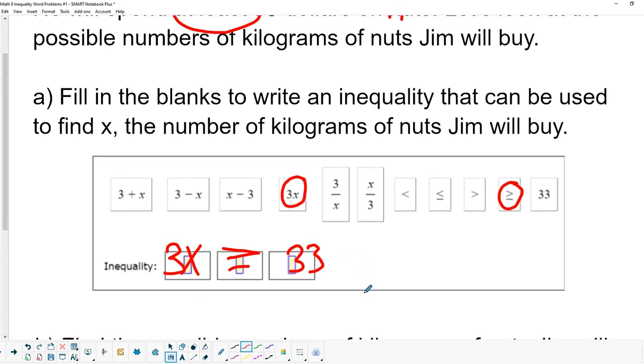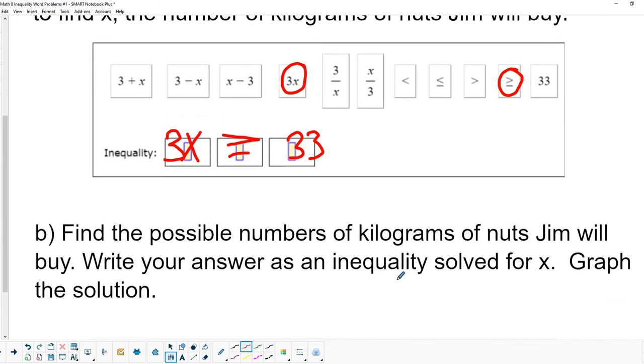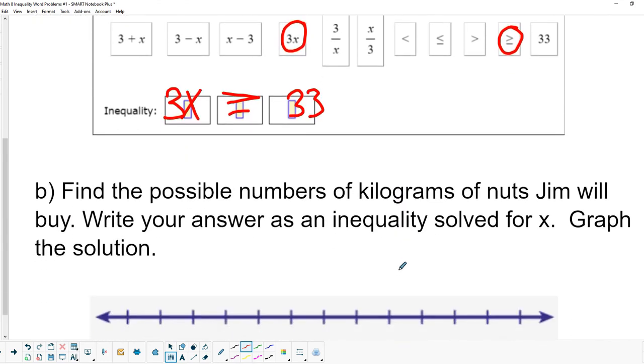Now in this case, we don't have to solve it. Oh yeah, we do, look at that. We've got to make sure we page down and watch all of our solutions. So in this case, we've got to divide by 3. And we get x is greater than or equal to 11. So he can get greater than or equal to 11 kilograms of nuts.